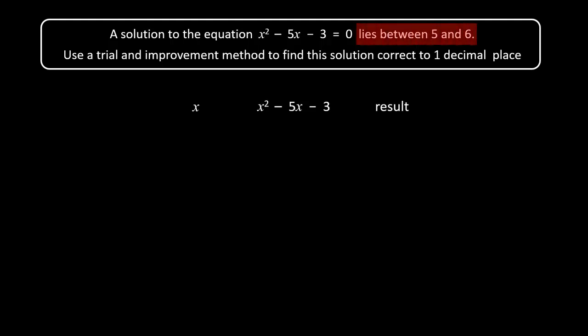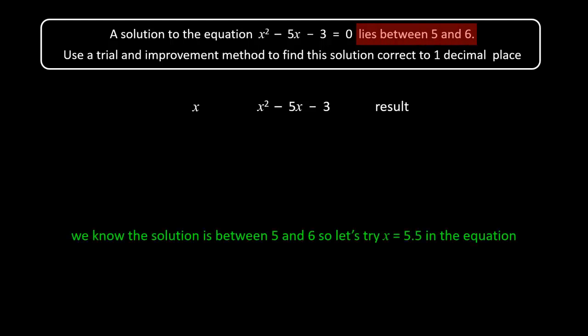Now that's the first important bit. A solution lies between 5 and 6. So we know the solution is between 5 and 6. So let's take the number in between 5 and 6, which is 5.5. So that goes in our table as the first x. Now on the calculator, you're going to press 5.5, then the x squared key, then minus 5 times 5.5, and then minus 3. We're just following that equation, and remember, we're trying to get 0.